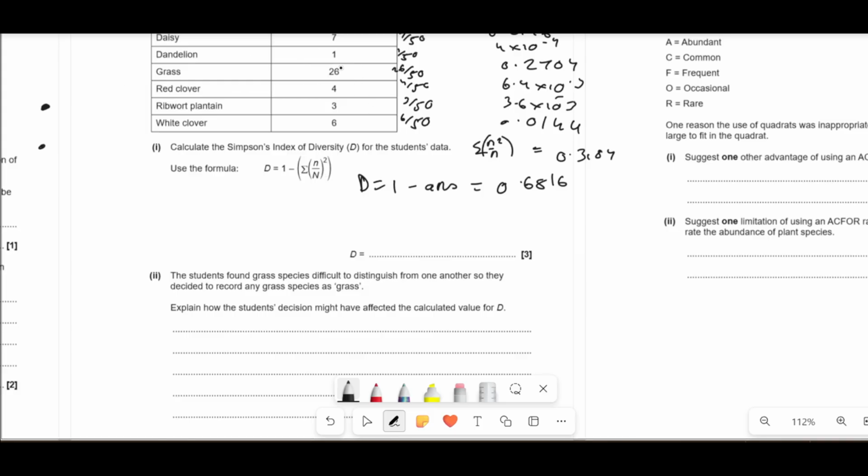They just put it all as one big grass. So that means that little n is going to get higher, while big N, the total number of all species, is the same. So your sigma of n over N, all squared, now starts to become bigger. Therefore, since D equals 1 minus that, your D becomes smaller. So that means the index of diversity is lower. You can just explain it mathematically like that, and that will do the job.